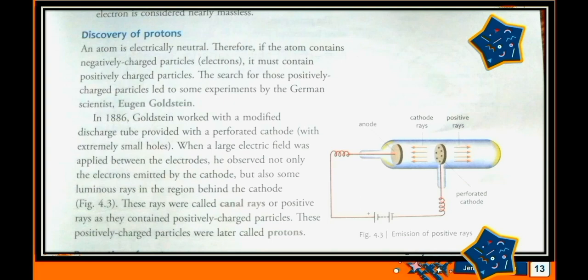So what did Goldstein do? He modified the discharge tube and made the cathode perforated with extremely small holes, and then he applied a very high voltage. Okay, when he applied a very high voltage, what he observed was that electrons were emitted by the cathode as it was seen in the experiments performed by William Crookes and J.J. Thomson. Same thing happened, but what was the additional thing that he saw? He saw that some luminous rays were emitted just behind the cathode. So these rays, he called canal rays or positive rays. Later those canal rays or positive rays were named as protons. So this was all about the discovery of protons.